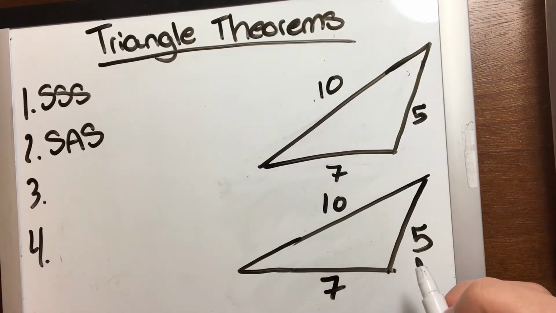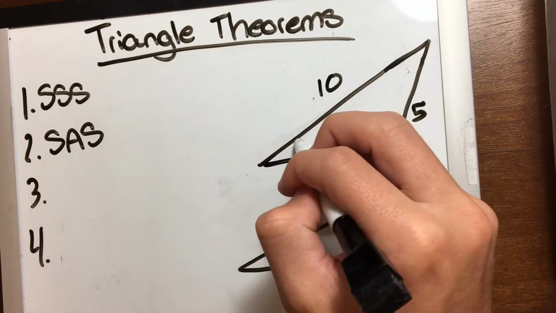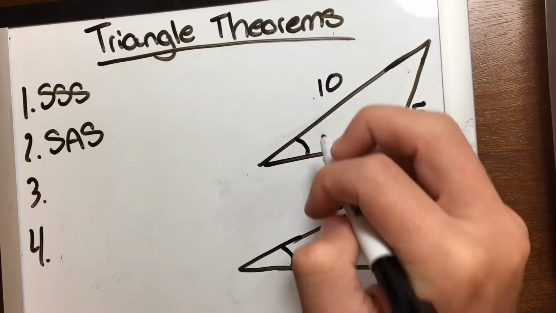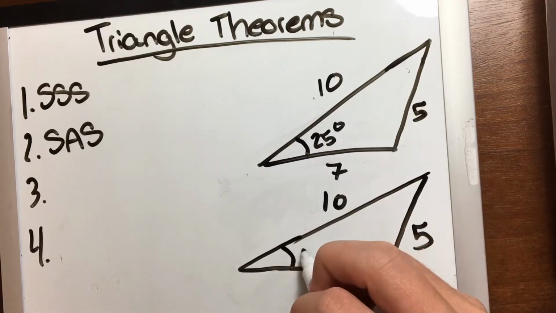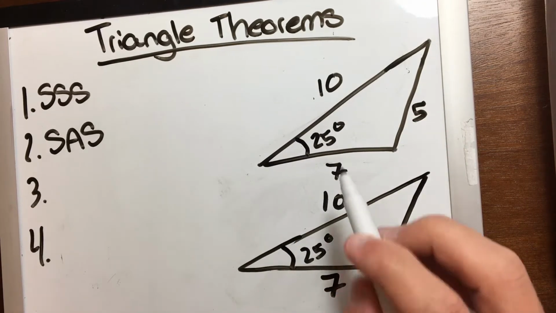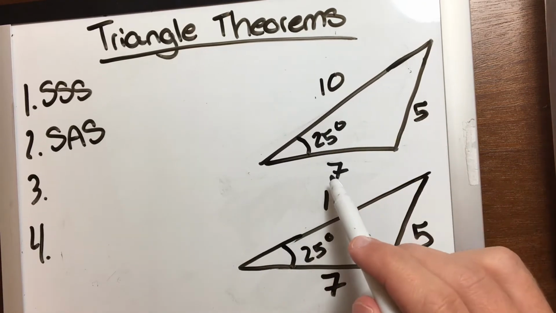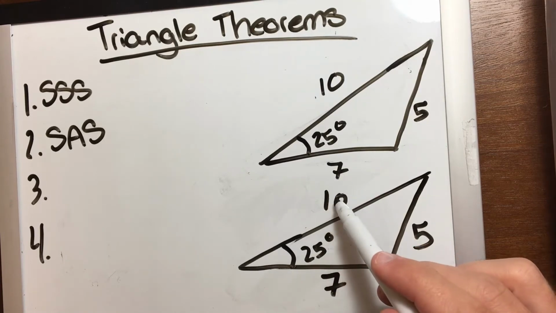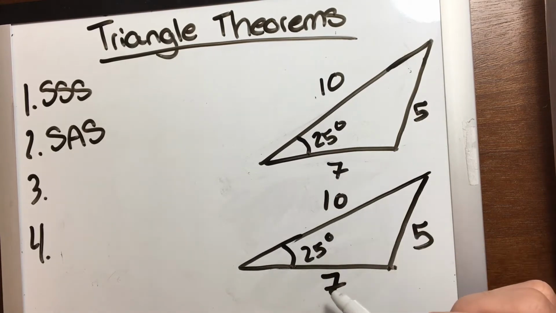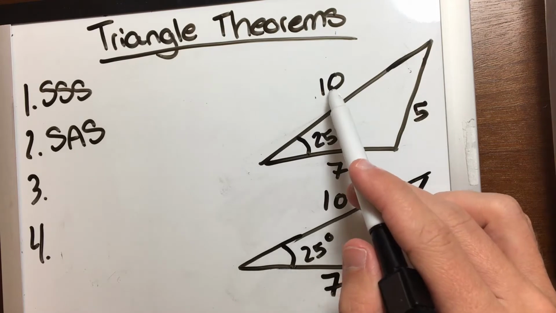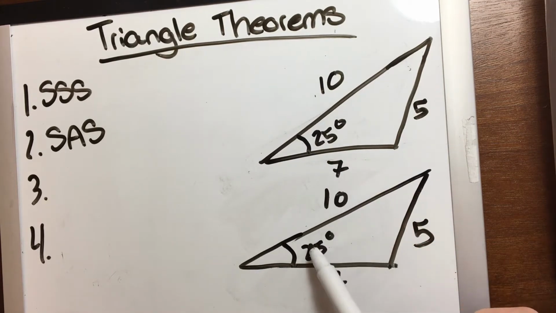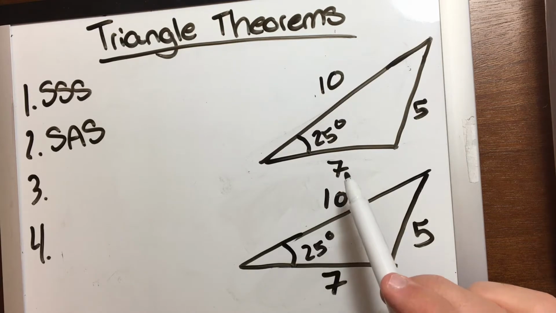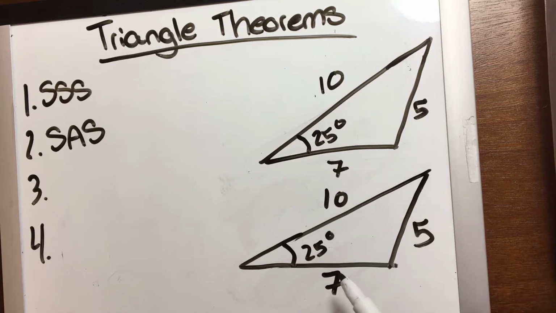This theorem states that if we have an angle, let's say right here, with the value of 25, if we have a side, an angle, and a side that are the same as the opposite triangle, then both triangles are congruent. So here we have 10, 25 degrees, and 7. If we look here, it's also 10, 25 degrees, and 7. By the side angle side theorem, we can conclude now that both triangles are congruent.